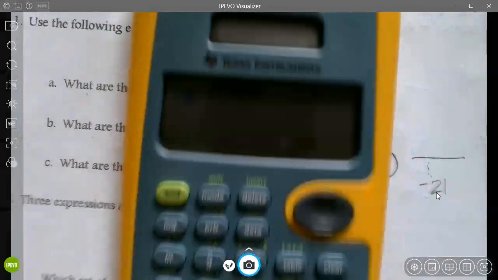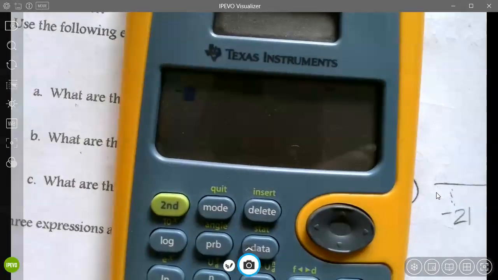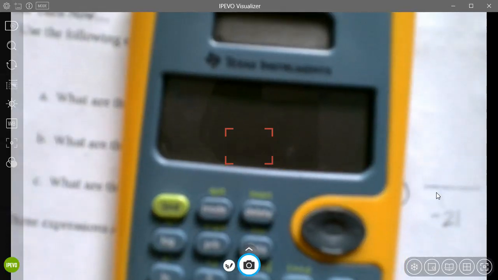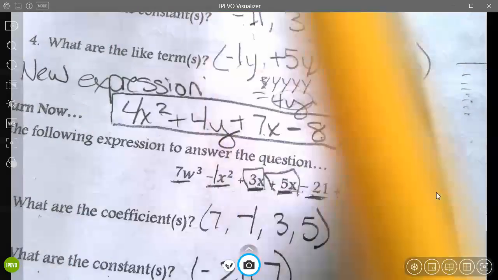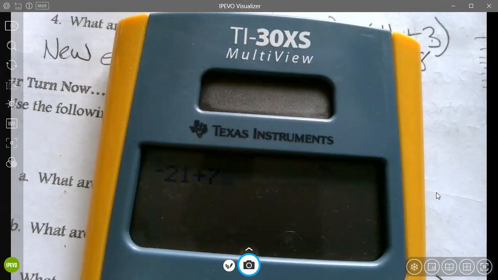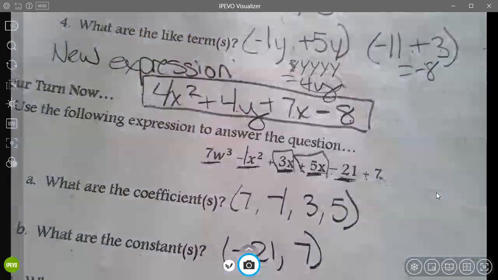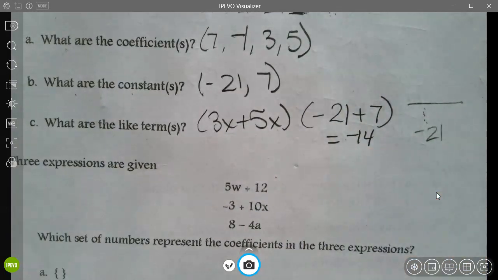Minus 21. Aha, there you go. Minus 21, and then it was plus 7. Plus 7, and that's going to give you a negative 14. So that equals negative 14.